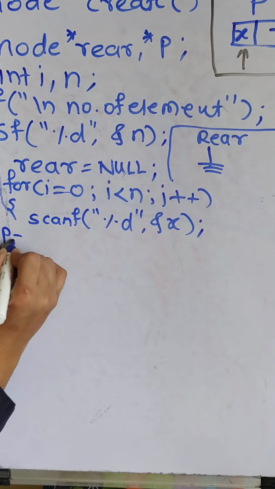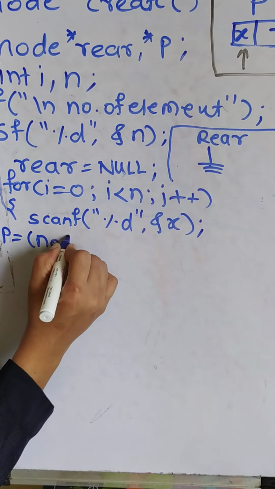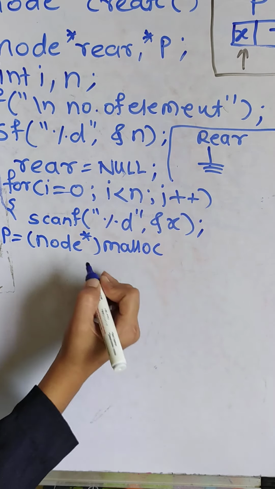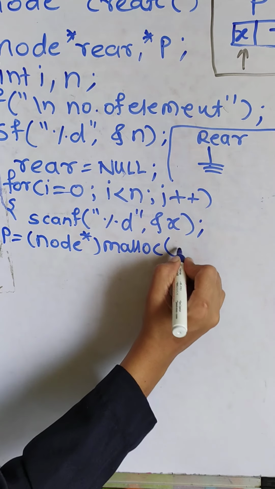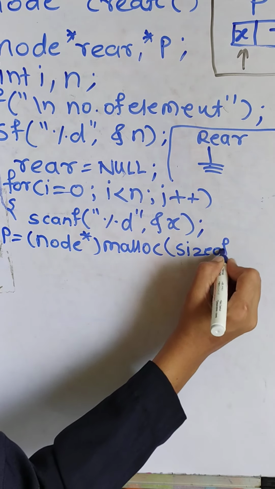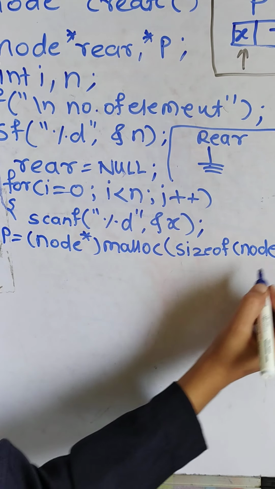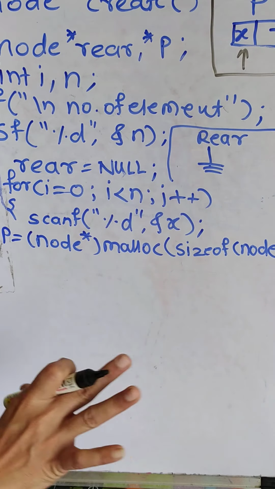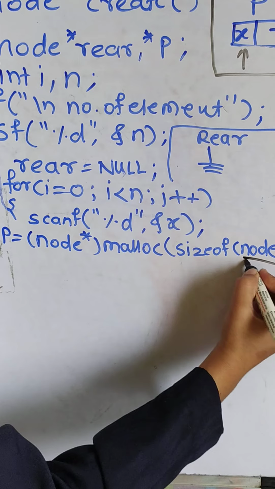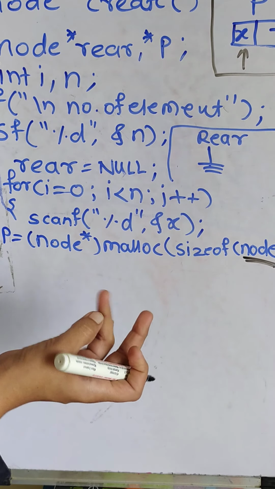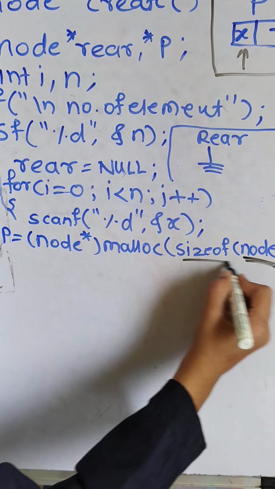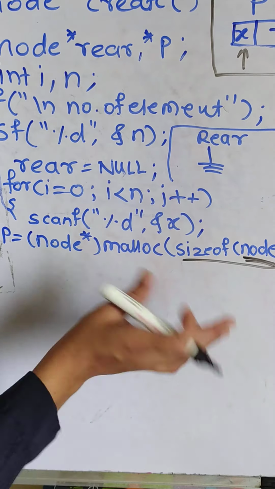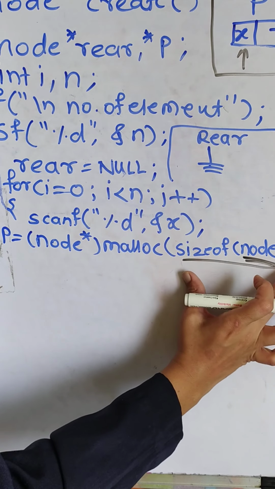For this we use p equals node pointer, then malloc, the memory allocation function, and then sizeof node. See why I am writing it this way? This node means we want to allocate memory, how much? This node's memory. Suppose a node has the data field and the next pointer. So sizeof node means allocate that much memory, whether 4 bytes or 8 bytes or any number of bytes, by using sizeof.